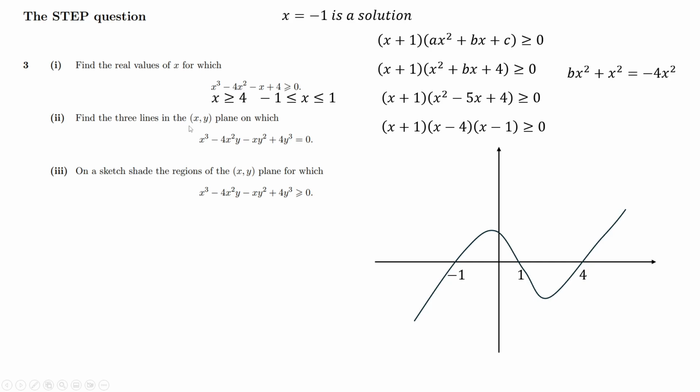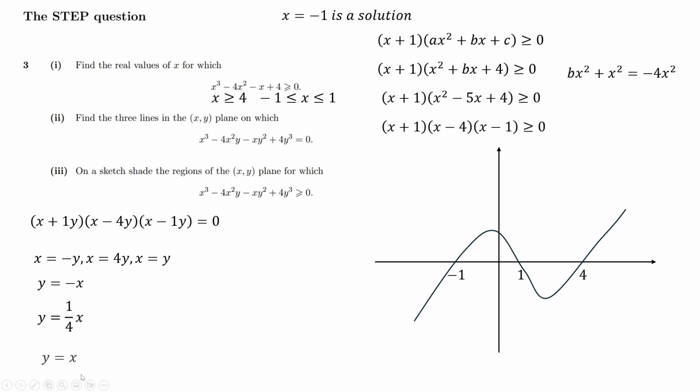Find the 3 lines in the xy plane on which this equals 0. We're going to just do a similar trick to what we did last time. If this is this, and we want a y cubed, well, we can make a y cubed if this is y here, and then there's a y here, and then there's also a y here, right? So we'll just do that, and then we'll have roots that x equals -y, x equals 4y, and x equals y. And then if you just write out y equals, you'll just quickly notice that this is just a line.